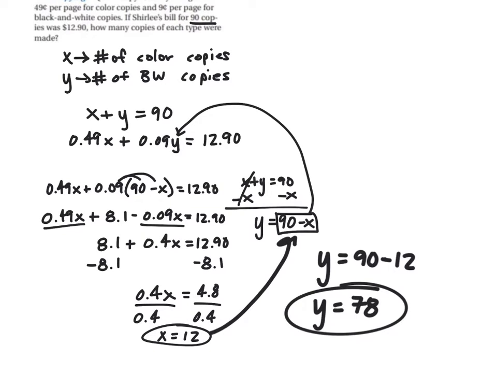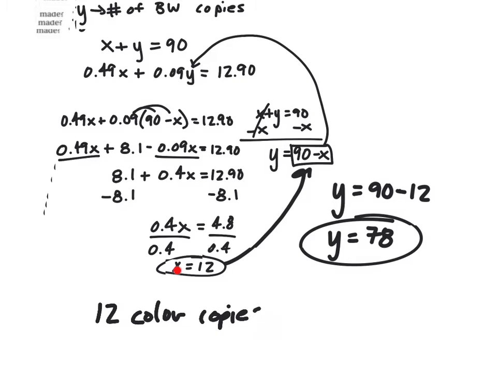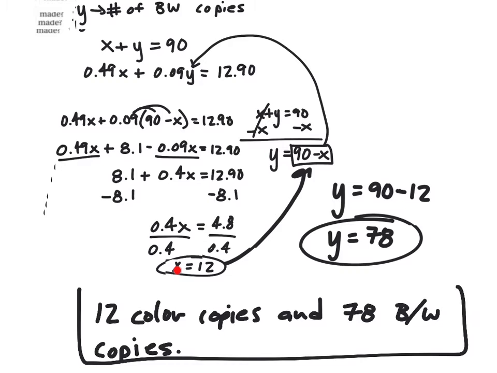All right, so what we want to do is answer the question: how many color copies do we have? How many black and white copies do we have? So we have 12 color copies and 78 black and white copies. And that's all we do. All right, that's how we answer that question.